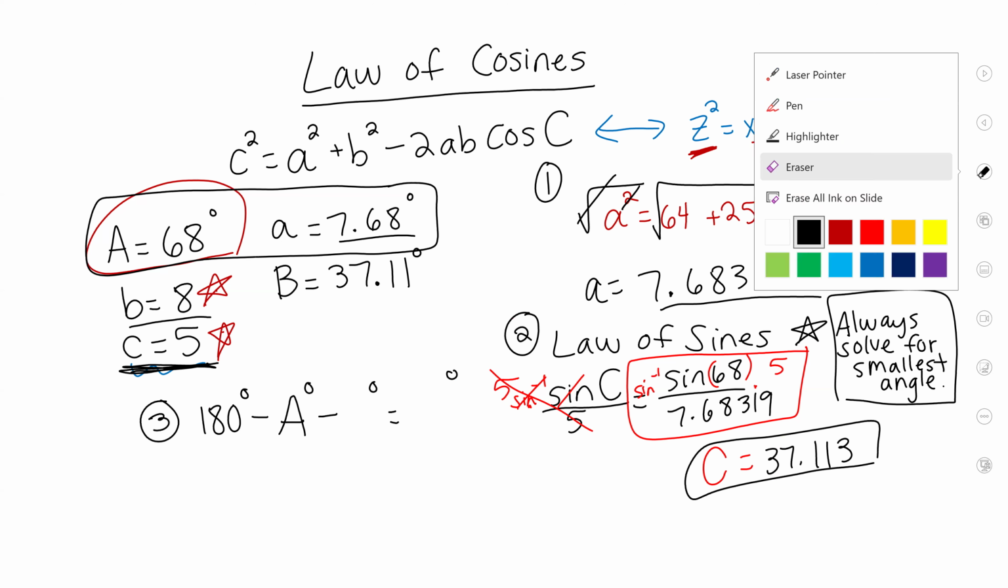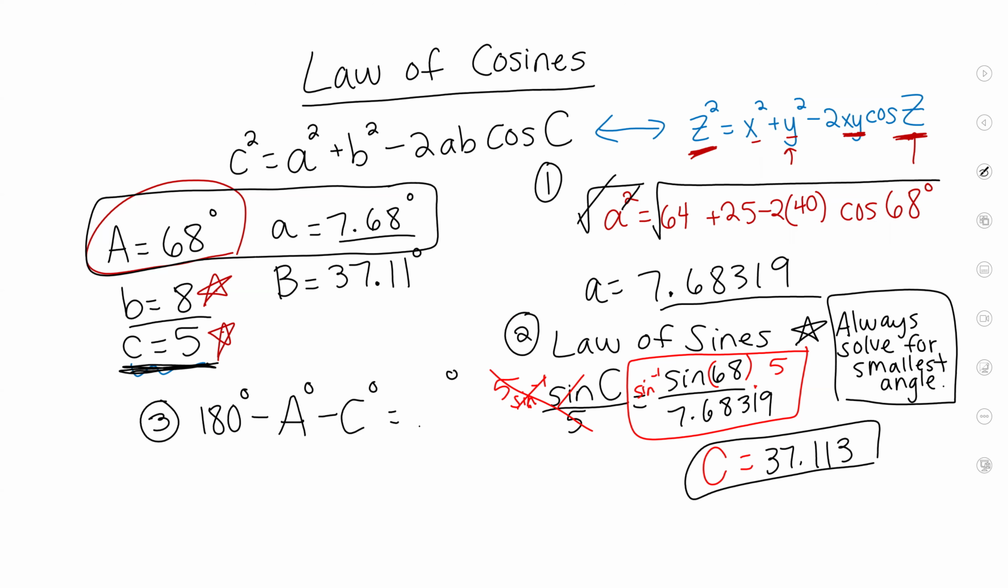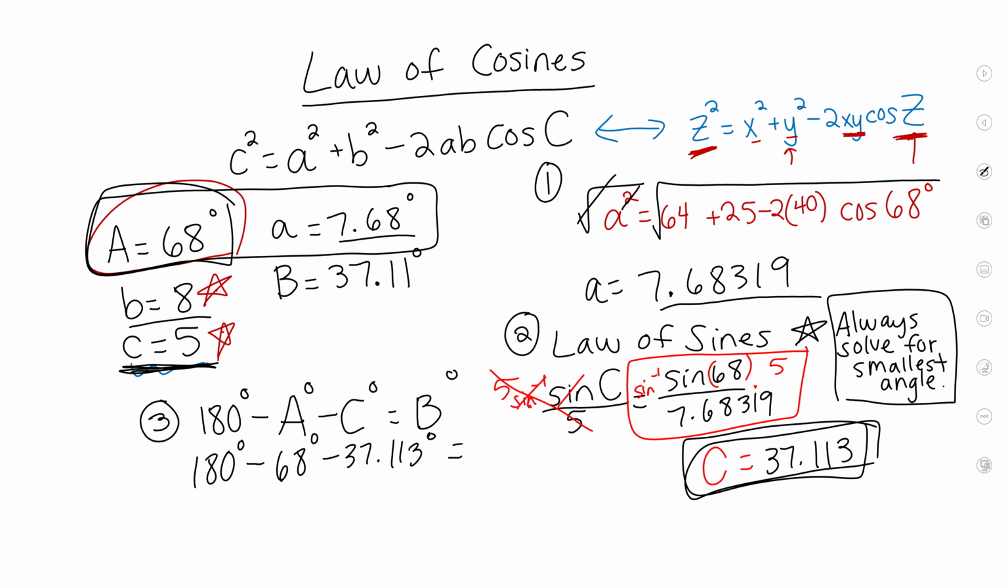If you want to find angle B, you just need to subtract what you found. So let me know what that is. You should be doing 180 degrees minus angle A, they said was 68 degrees, minus angle C, which we just found, is 37.113 degrees. That will give you angle B.